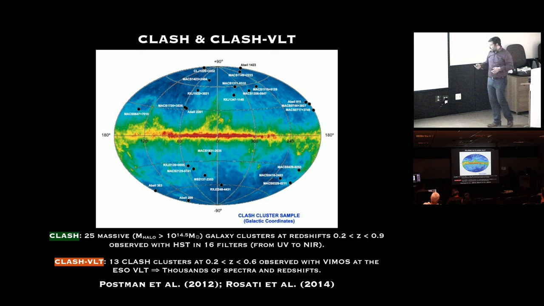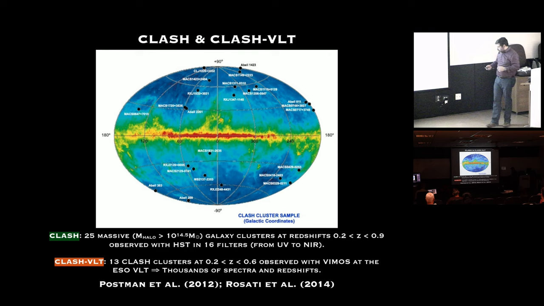CLASH-VLT comes from CLASH, which is a treasury program with the Hubble Space Telescope that observed 25 massive clusters in the redshift range of 0.2 to 0.9. They have been observed with 16 filters from the UV to the near infrared. There's wonderful data there with the quality, obviously, of HST, with observations from ACS and I think WFC3 too. But a subset of them, 13, were observed with the VLT. That's why it's called CLASH-VLT. They are in a narrower redshift range, 0.2 to 0.6.